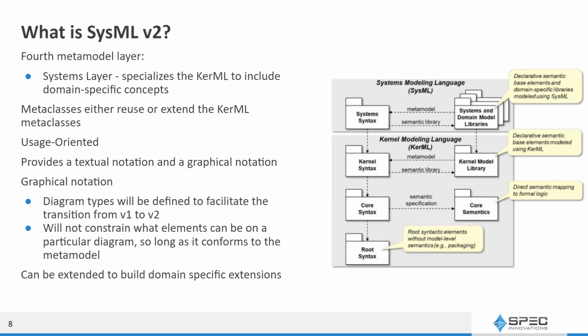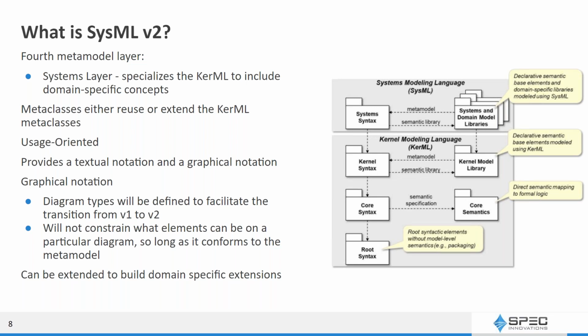The systems layer specializes the KerML to include domain-specific concepts. Some of the metaclasses are either reused from KerML or extend the KerML metaclasses. So KerML actually establishes a pattern of definition and usage, which gives it a usage-oriented modeling technique. And we'll discuss the difference between the definition and usage and how they're used.